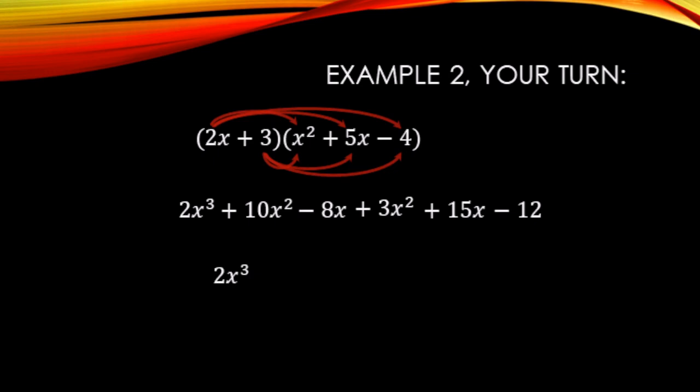We got the 2x cubed. For x squareds, there's the 10x squareds and the 3x squareds to make 13x squareds. For the x terms, we have a negative 8x and a plus 15x. Added up makes 7x. And then the constant term is a minus 12.